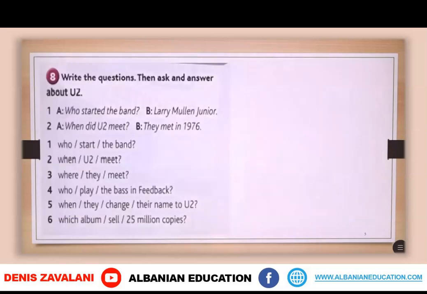Let's move on. Here we have a few questions about the band U2 that we learned before. Let's try to make the questions about them and do the answers too, because we already have the answers that we did before we learned the text, we listened to it, we completed it before. So probably you have the text in front of you. Try to make the questions and the answers about them.